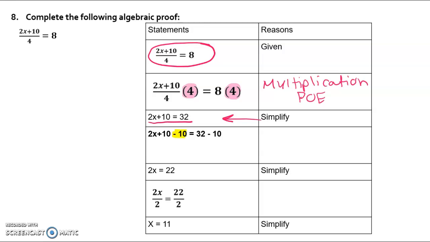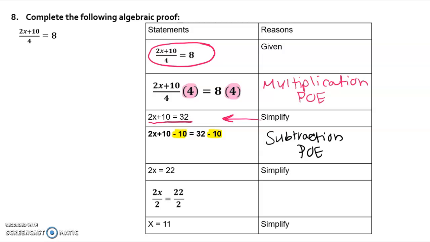Then I see that I am subtracting 10 on both sides. That is my subtraction property of equality. When I simplify that, I get 2x equals 22.